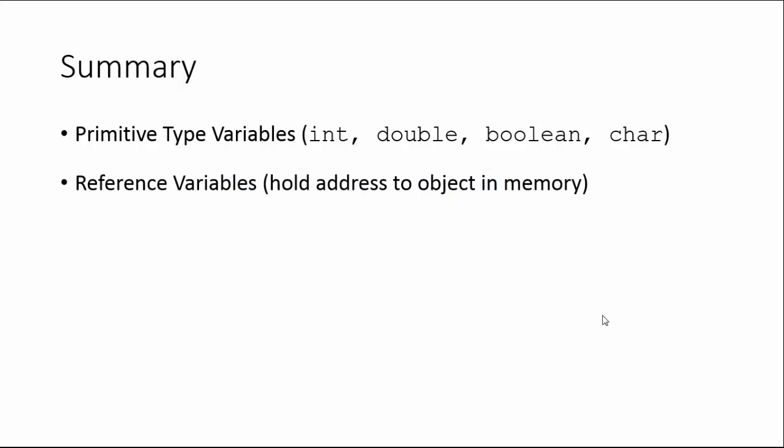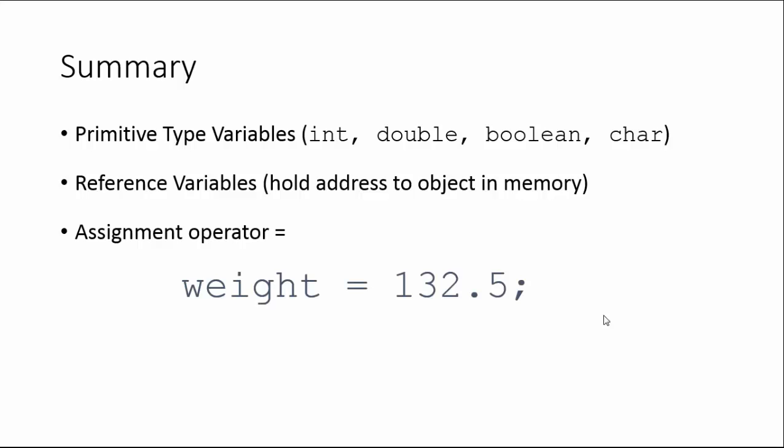Reference variables hold addresses to objects in memory. An object is created from a class, and the reference variable will hold the address to that object. To store or change values in a memory location, we use the assignment operator, or the equal sign. The value 132.5 is assigned to the variable weight. Remember, the expression on the right is evaluated first, and the result is placed into the variable on the left.